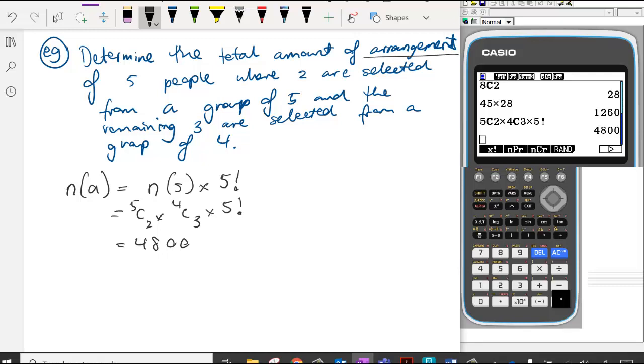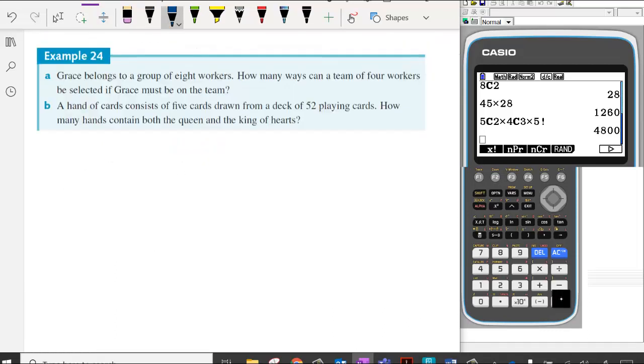Okay, so now we can see those individual restriction approaches. We'll look at a few examples. So the first example: Grace belongs to a group of 8 workers. So we've got 8 workers. How many ways can a team of 4 workers be selected if Grace must be on the team?